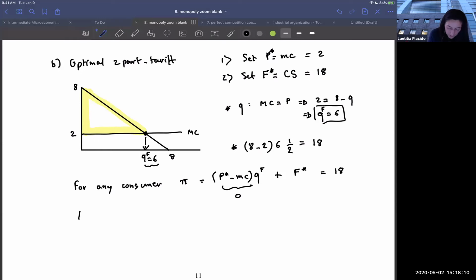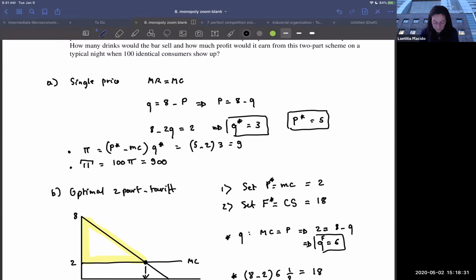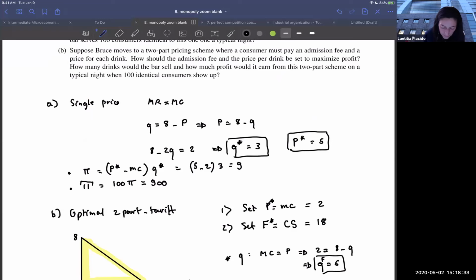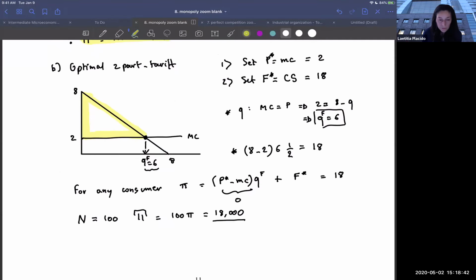Now we have 100 consumers. So what is the total profit? You simply multiply the individual profit by 100, so 1800. If we compare the profit we got without price discrimination, which was 900, and the profit we're able to reach with a two-part tariff, 1800, you can see that the two-part tariff is a very efficient way to capture the consumer surplus.